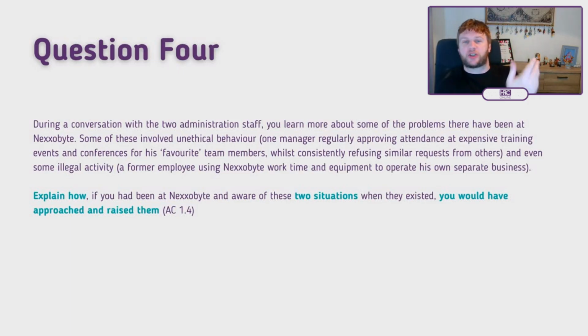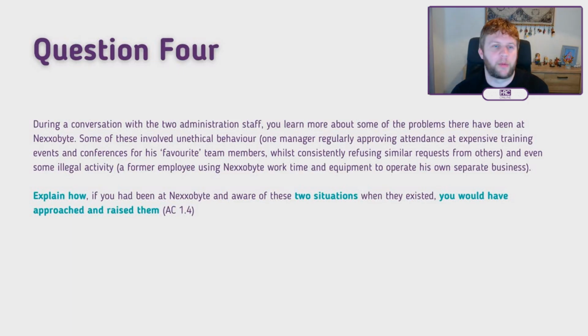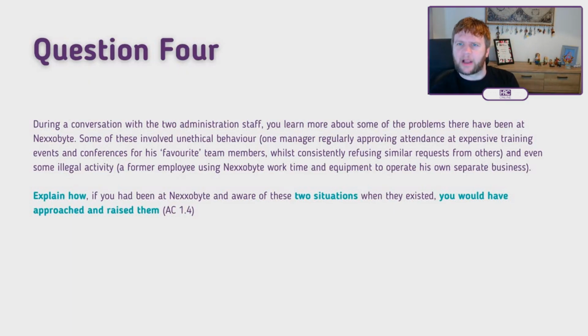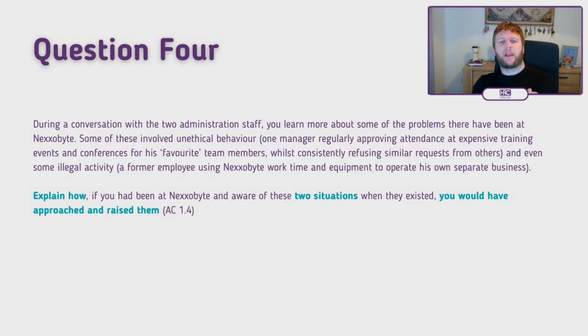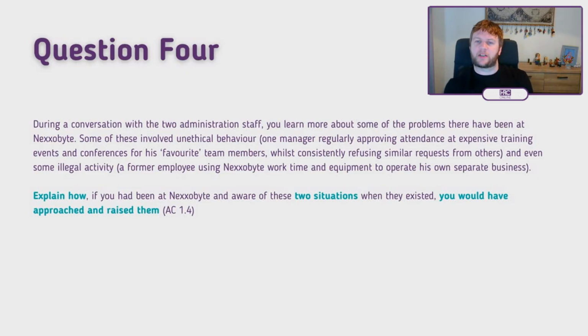Question 4. During conversation to administration staff, you learn more about the problems that have been at the Nexabyte. Some of these have involved unethical behaviour. One manager regularly approving attendance at expensive training events and conferences for his favourite team members, whilst consistently refusing similar requests from others. And even some illegal activity, a former employee using Nexabyte work time and equipment to operate his own separate business. None of this will happen now. You're here. Explain how, if you'd been at Nexabyte and were aware of these two situations when they existed, you would have approached and raised them. So what would you do?